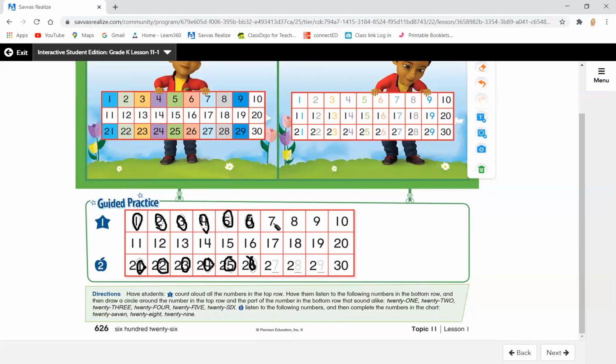And then 7. Oh, they want us to stop. I'm sorry, they would like us to stop at 26. And then for number 2, it says listen to the following numbers and then complete the numbers in the chart.